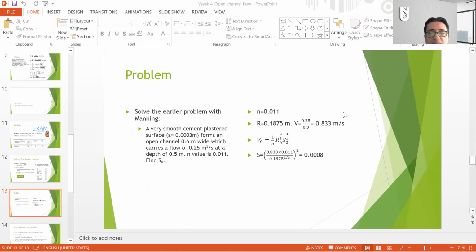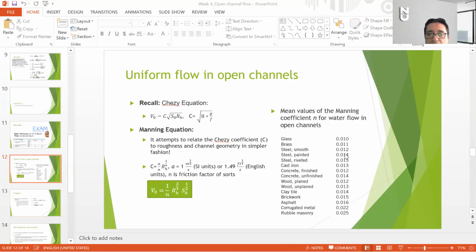So let me remind you what the problem is. We have a rectangular channel. In this rectangular channel, the width of the channel is given as 0.6, and the depth of the water is given as 0.5 meter. The flow rate is also defined as 0.25 cubic meter per second. And here the n value is defined as 0.011. Let's go and check what kind of material it is. 0.011 means around something like smooth steel and brass.